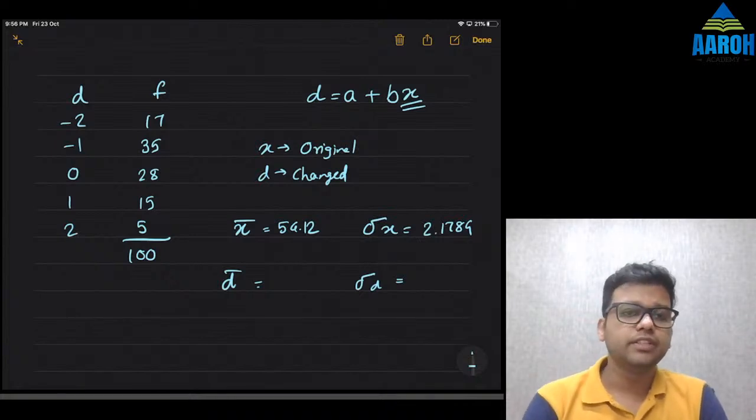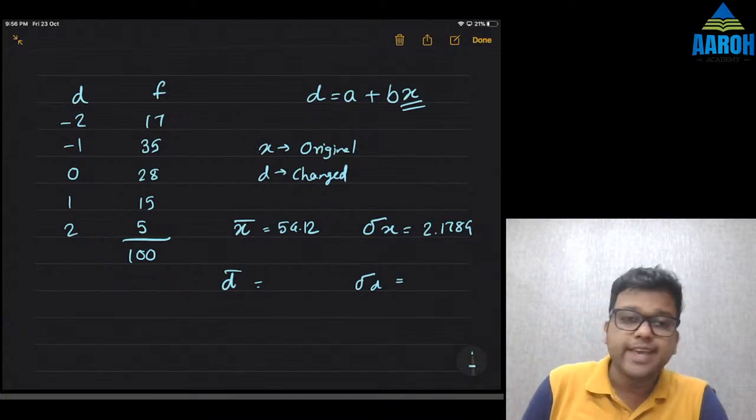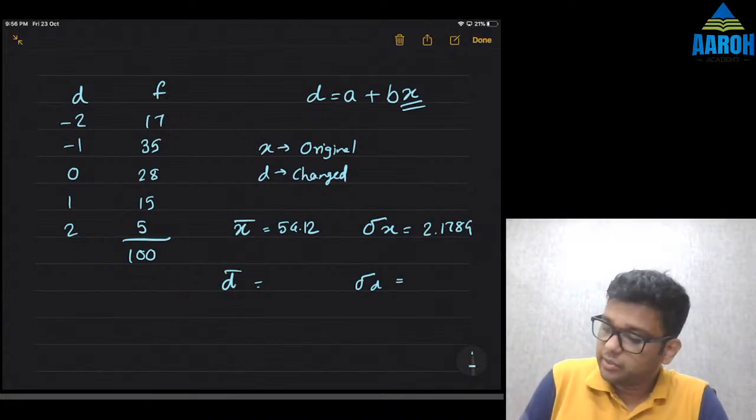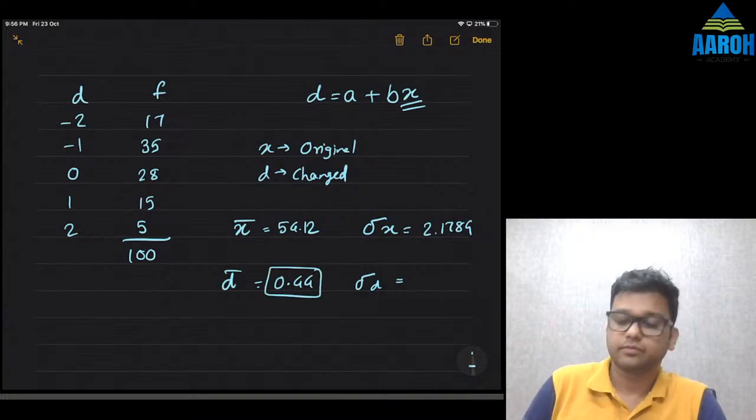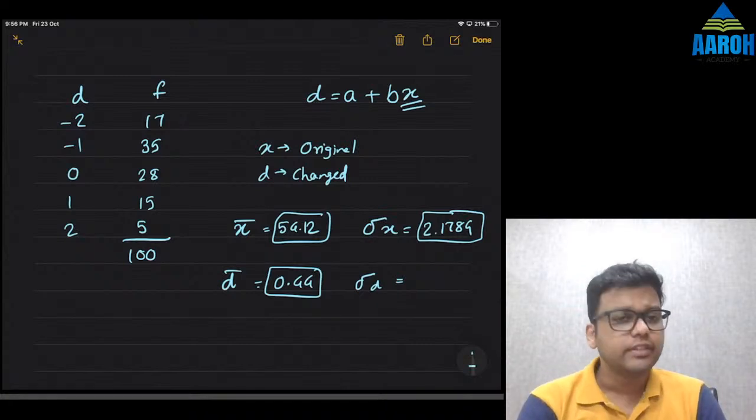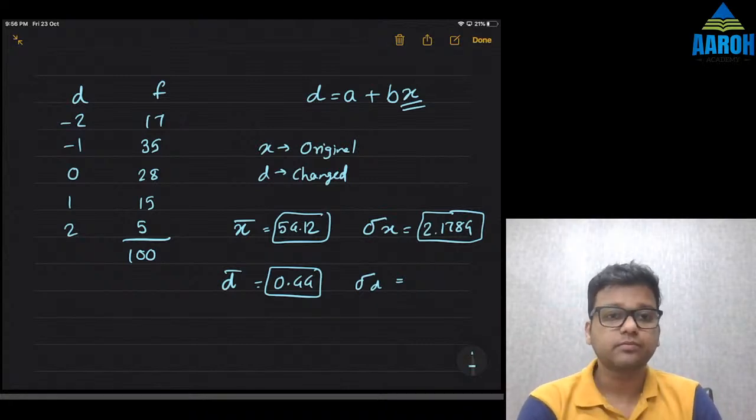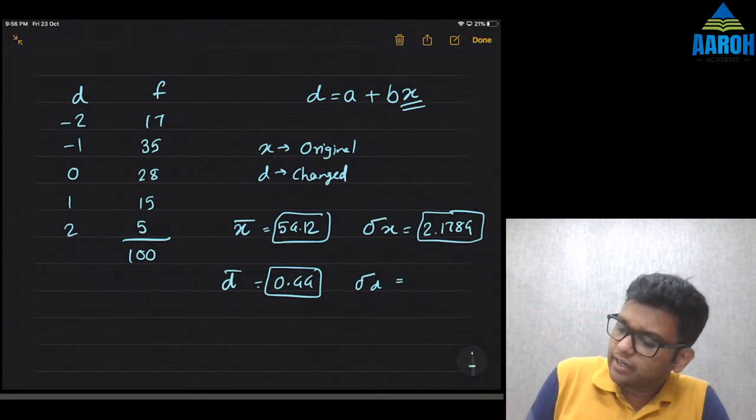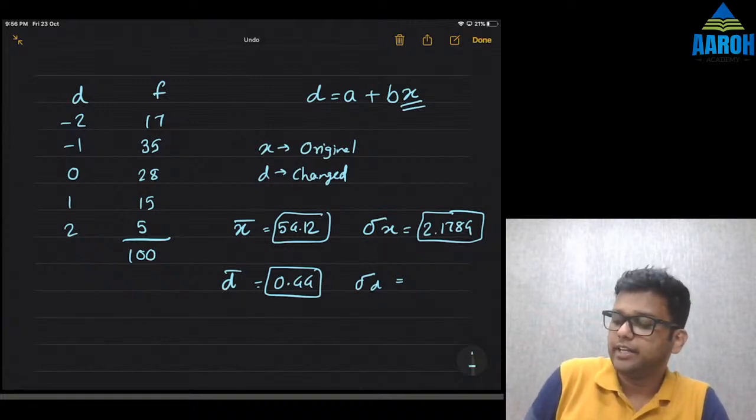Can anyone tell me the mean of this data? D bar. Are you getting it as 0.44? Check if you are getting D bar as 0.44. And let's calculate the standard deviation also of this data, sigma d.